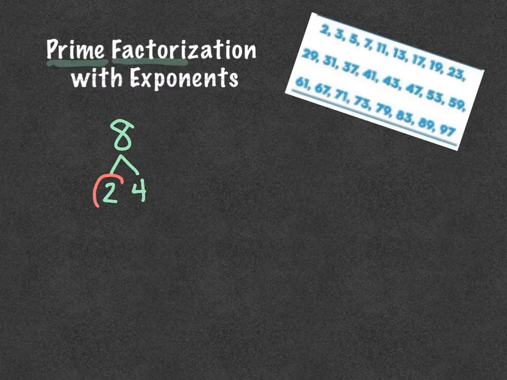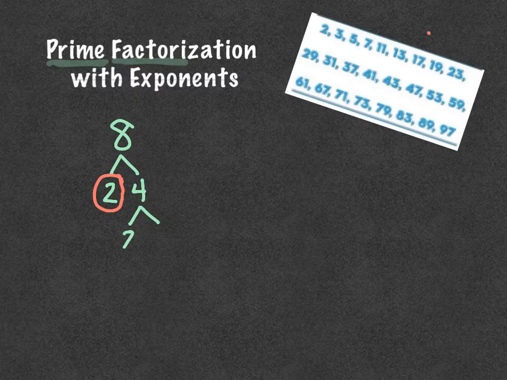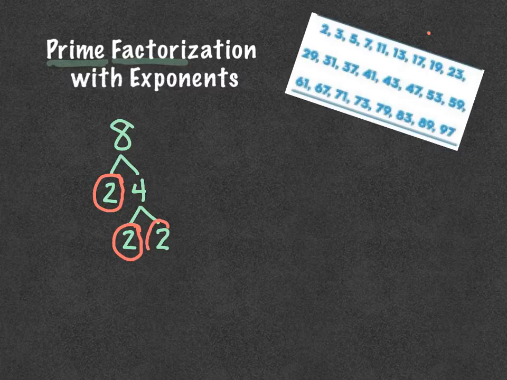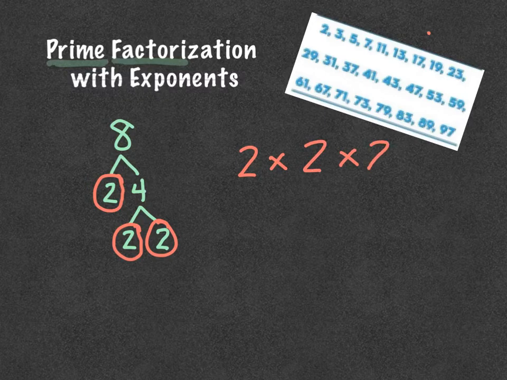right? 2 is a prime number, and I have my prime list over here just in case. 2 is a prime number. 4 is not, so I'm going to think of a factor pair that multiplies together to get 4. So I have 2 times 2. So listing your prime factorization, this is going to be similar to what we did in the last video. So the prime factorization of 8, if we think about the way we talked about it last time, was 2 times 2 times 2, and that equals 8.